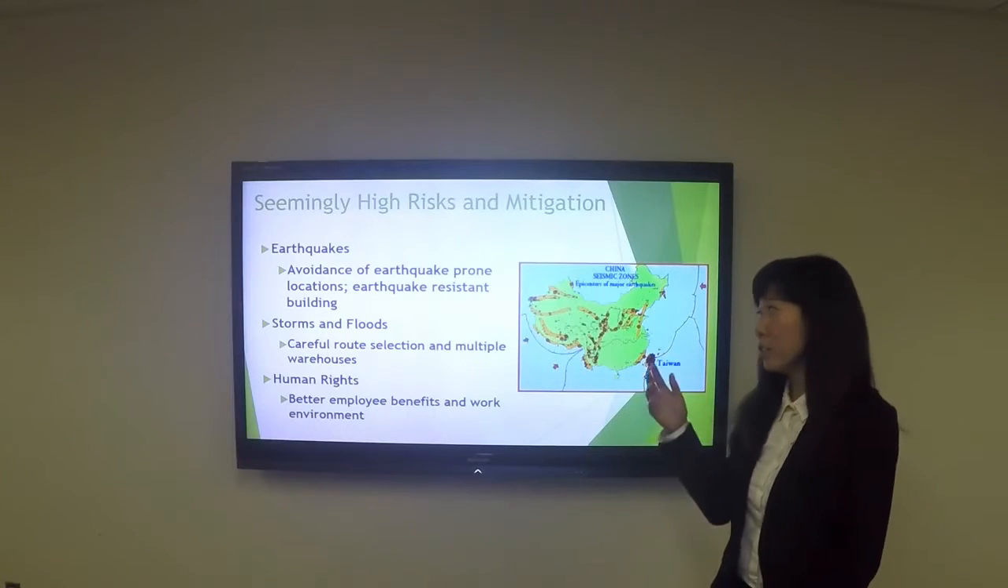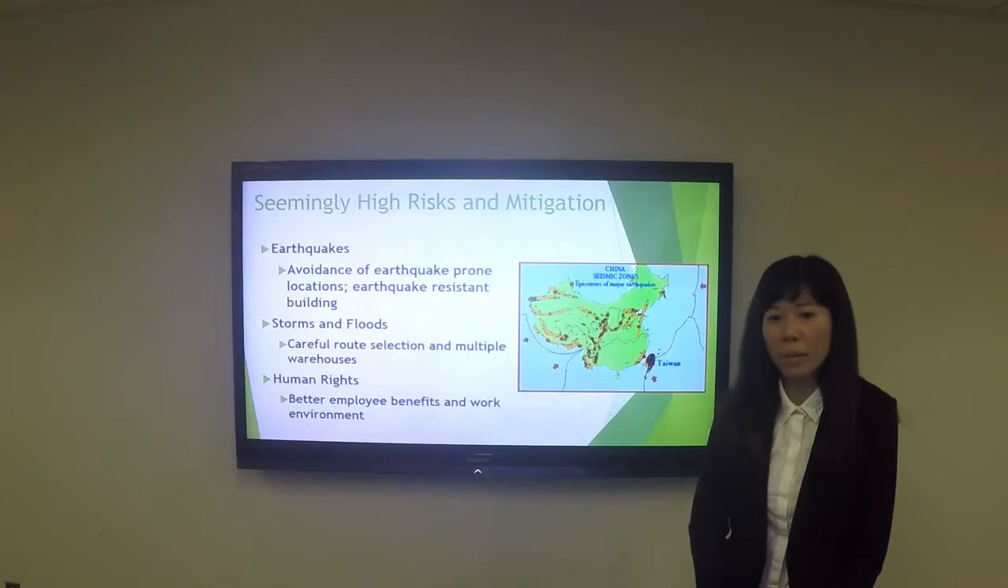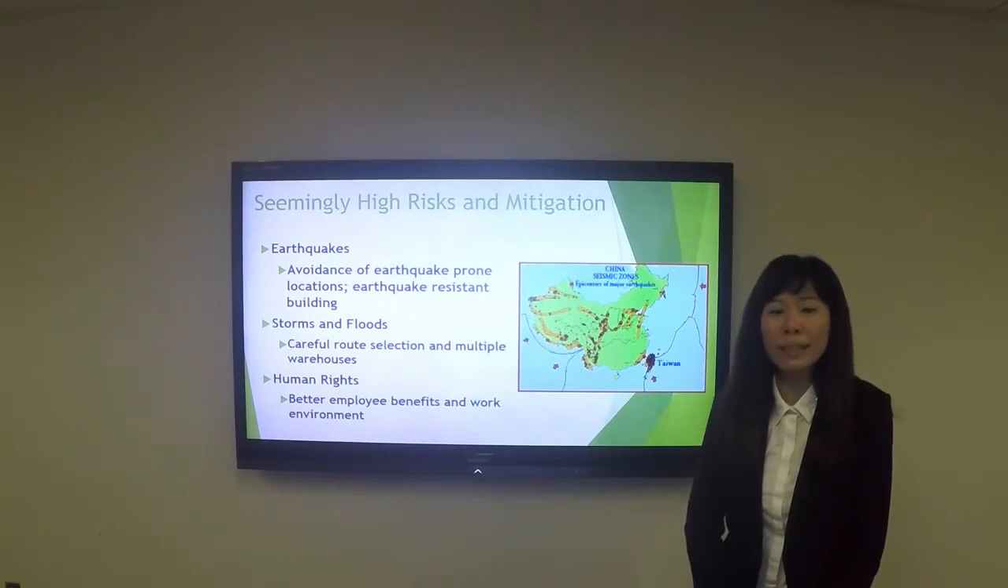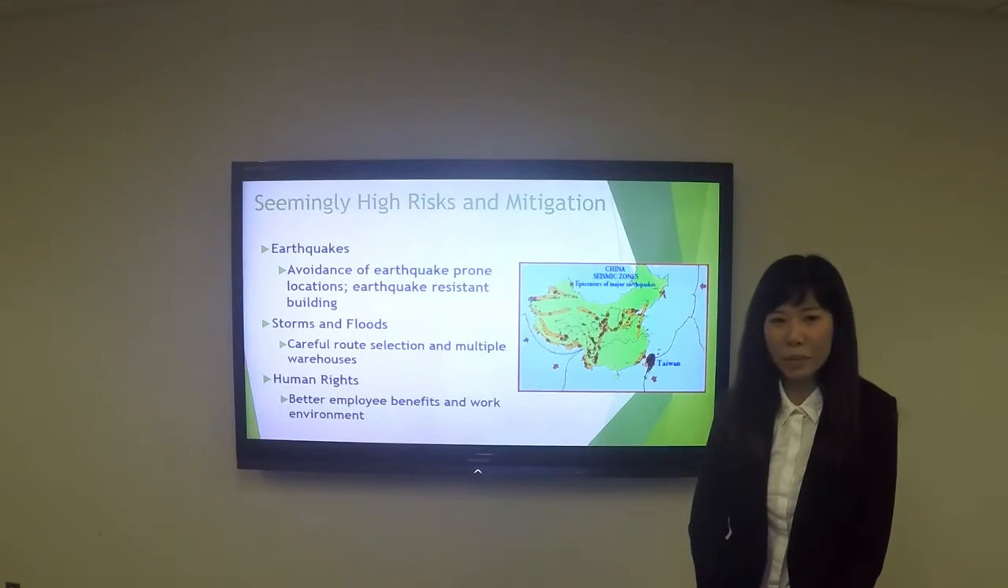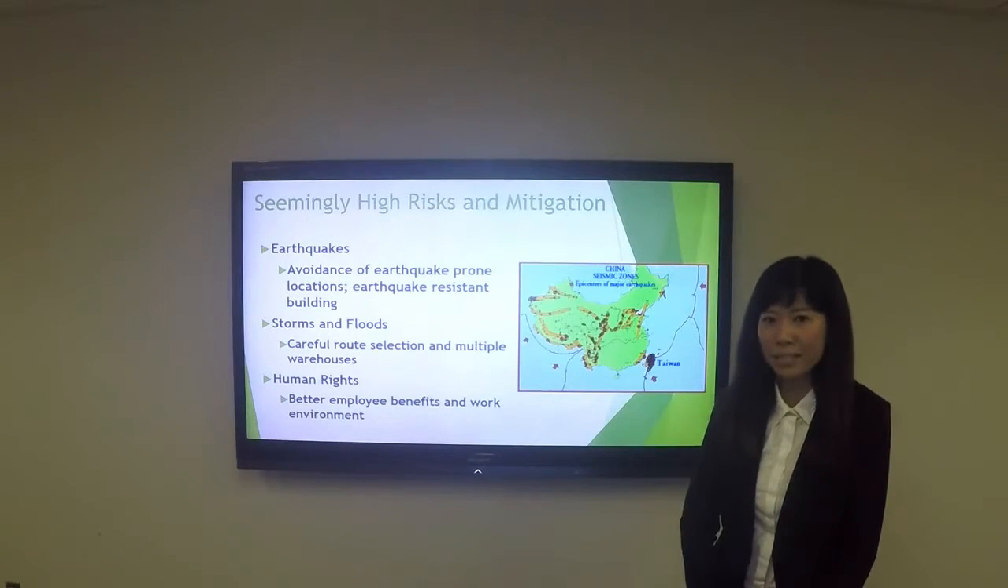China is a big country. Not everywhere has earthquake activity, so we can avoid the risk of earthquake by locating the warehouse somewhere with light earthquake exposure. Also, buildings can be designed to be earthquake resistant. Storm and flood issues can be mitigated by carefully selecting the route of transit and building multiple warehouses. Human rights risk can be mitigated by seeking higher quality of workplace conditions, better employee practices and procedures.